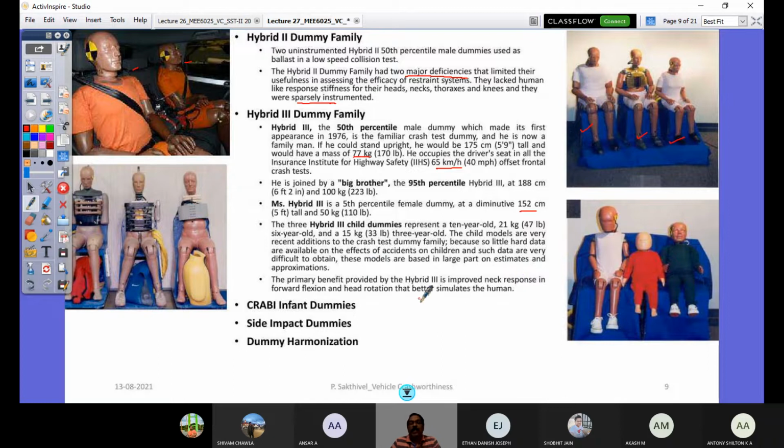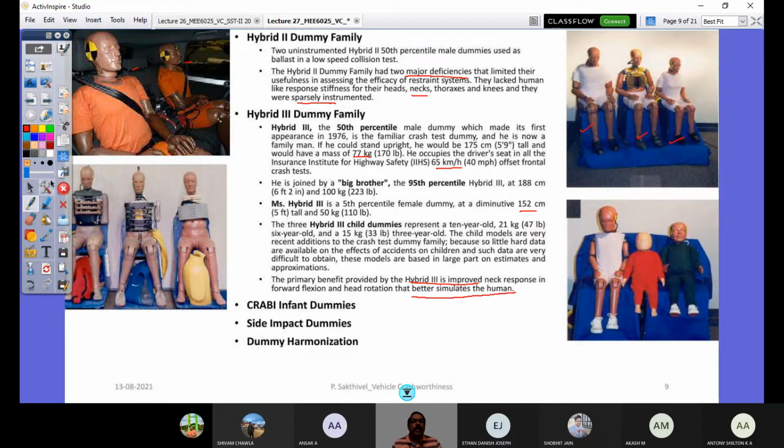The primary benefit provided by Hybrid III is improved neck response. So what is that advantage? Neck response. Look at this neck, it is not resembling the earlier family's neck. The response in forward flexion and head rotation better simulates the human.